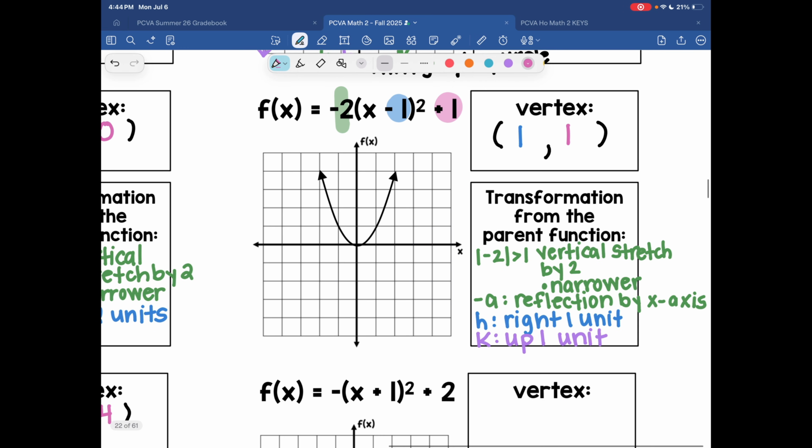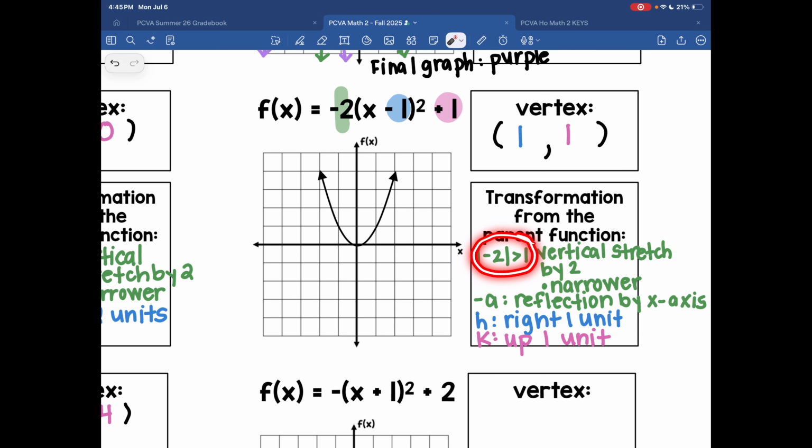So what are those transformations? Well, for left and right, that -1 is the opposite, so we're going to go right 1 unit. And my K value is up because it's positive, so we're going to go up 1 unit. But we do not do that until after we apply the -2. Now, this -2, if I take the absolute value, is 2. So that means we're going to have a vertical stretch by 2. So it's going to stretch vertically, which means it's going to look narrower. But initially, the A value was a negative, so it's going to have to do a reflection over the x-axis.